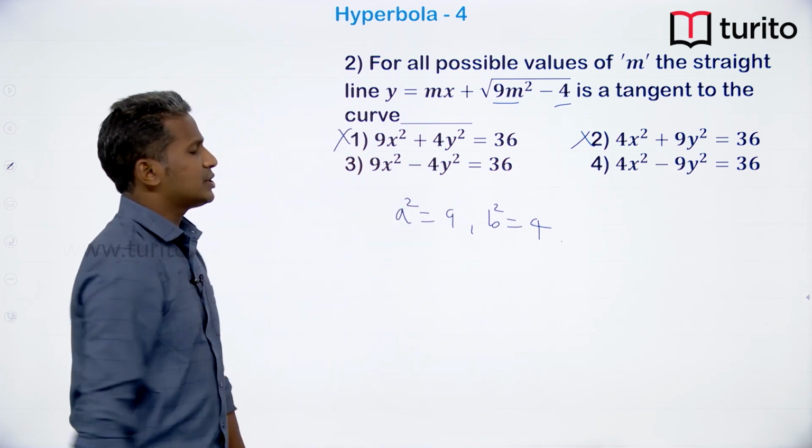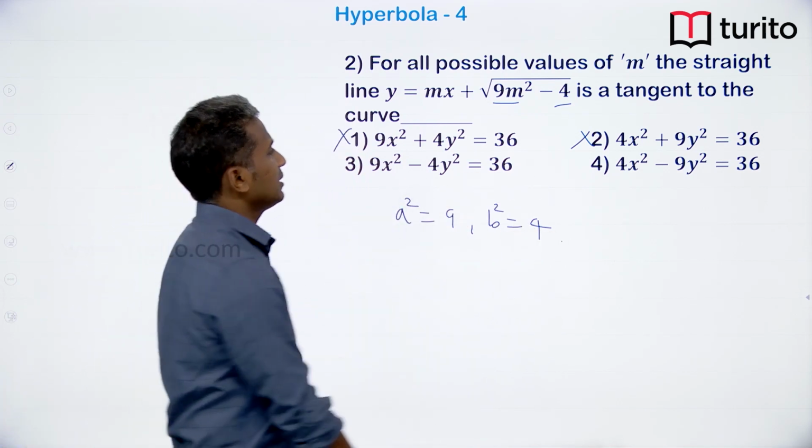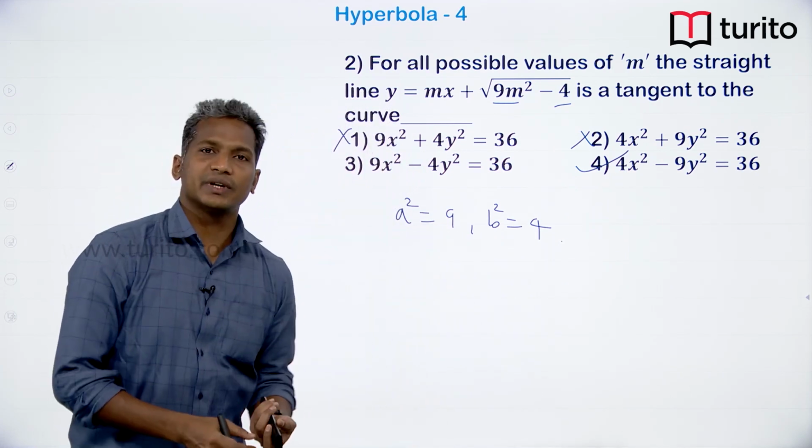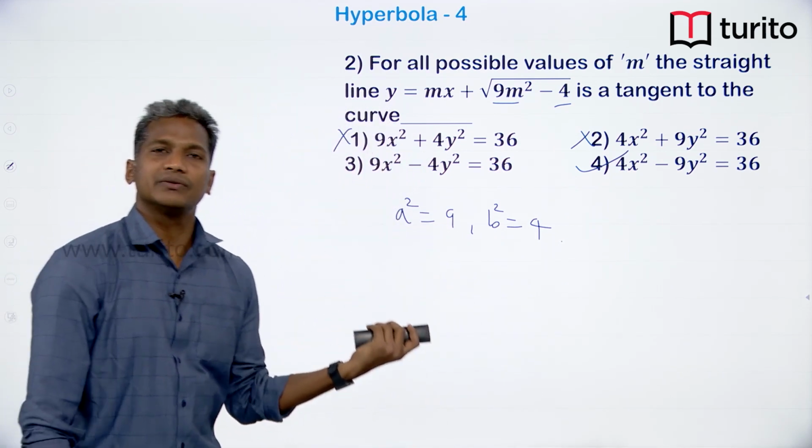Now for which of these two curves is a square 9? For only this curve a square is 9. So that way we can solve this question. This is, I think, a very easy question.